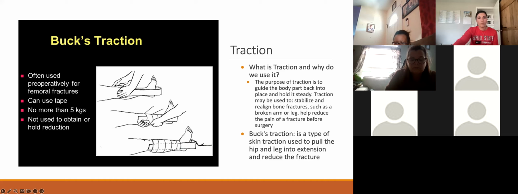Anytime that we have a patient in traction, we want to make sure that we're doing neurovascular checks to make sure that we don't have a blood vessel that might be pinched in between those bone fragments. We don't have nerves that are being damaged, making sure that we have good blood flow throughout the entire limb.